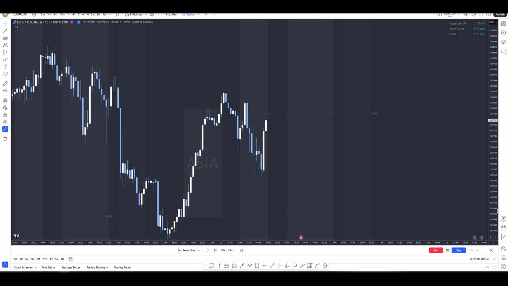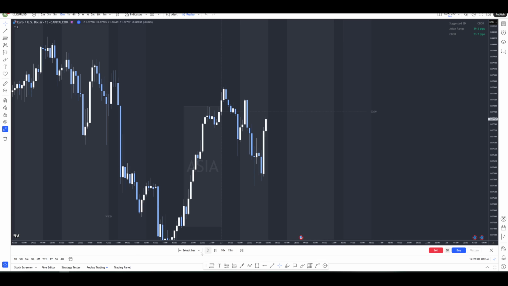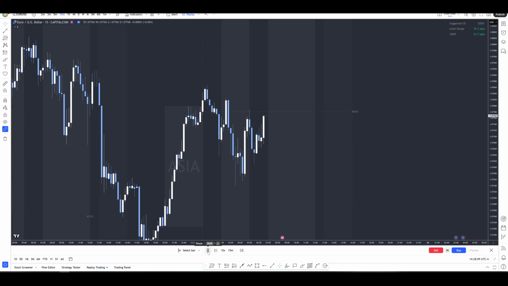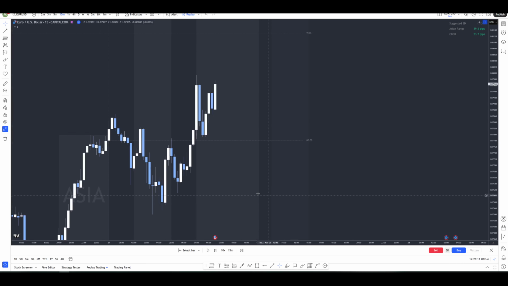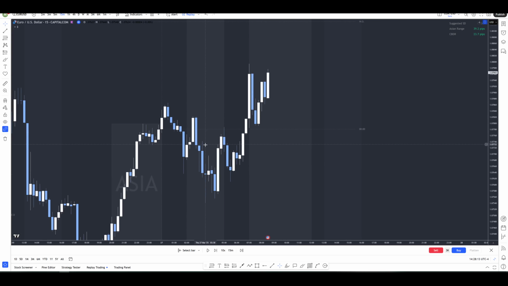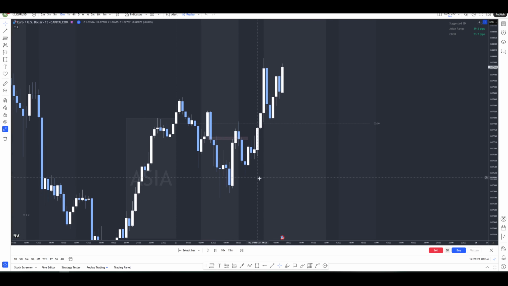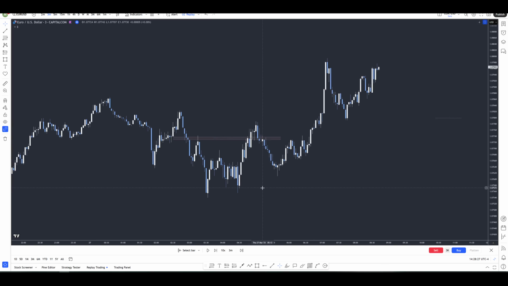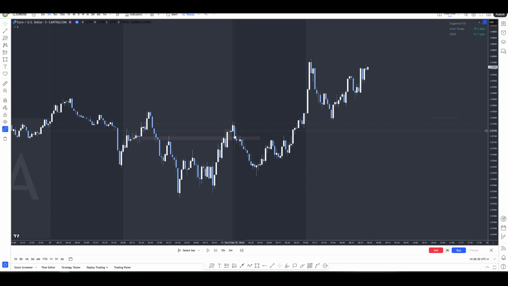There's a small fair value gap sitting right here. Let me play a few candles. Okay, so if you see London, there is a small fair value gap resting right there. And yeah, so let's see what that would have done.